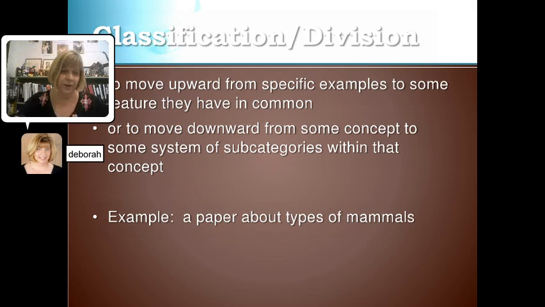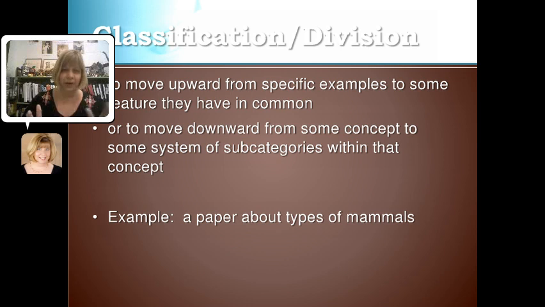Another organizational pattern you might need to use is something called classification or division. This is when you either move upward from a specific example to some feature that things have in common, or let's say you're moving downward from some general concept to a system of subcategories within that concept.